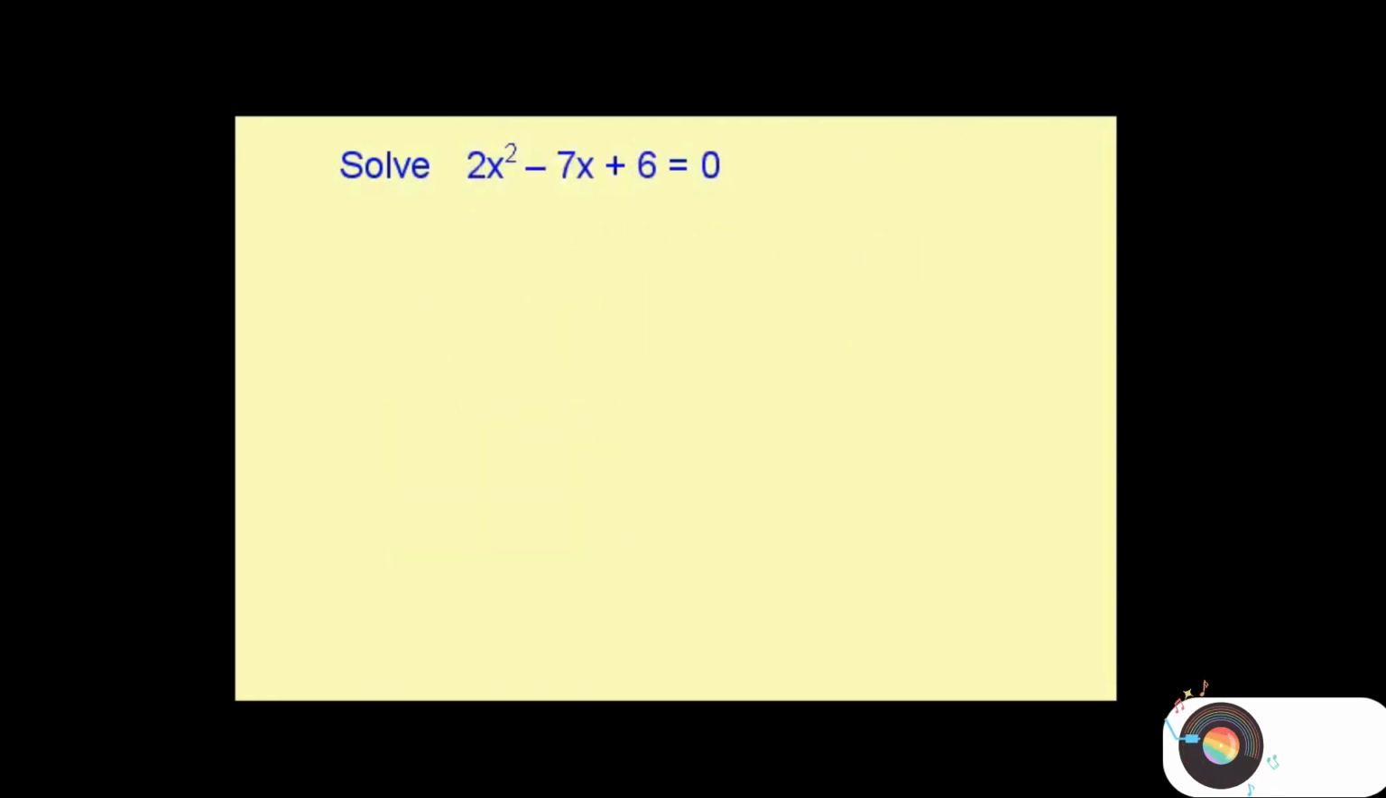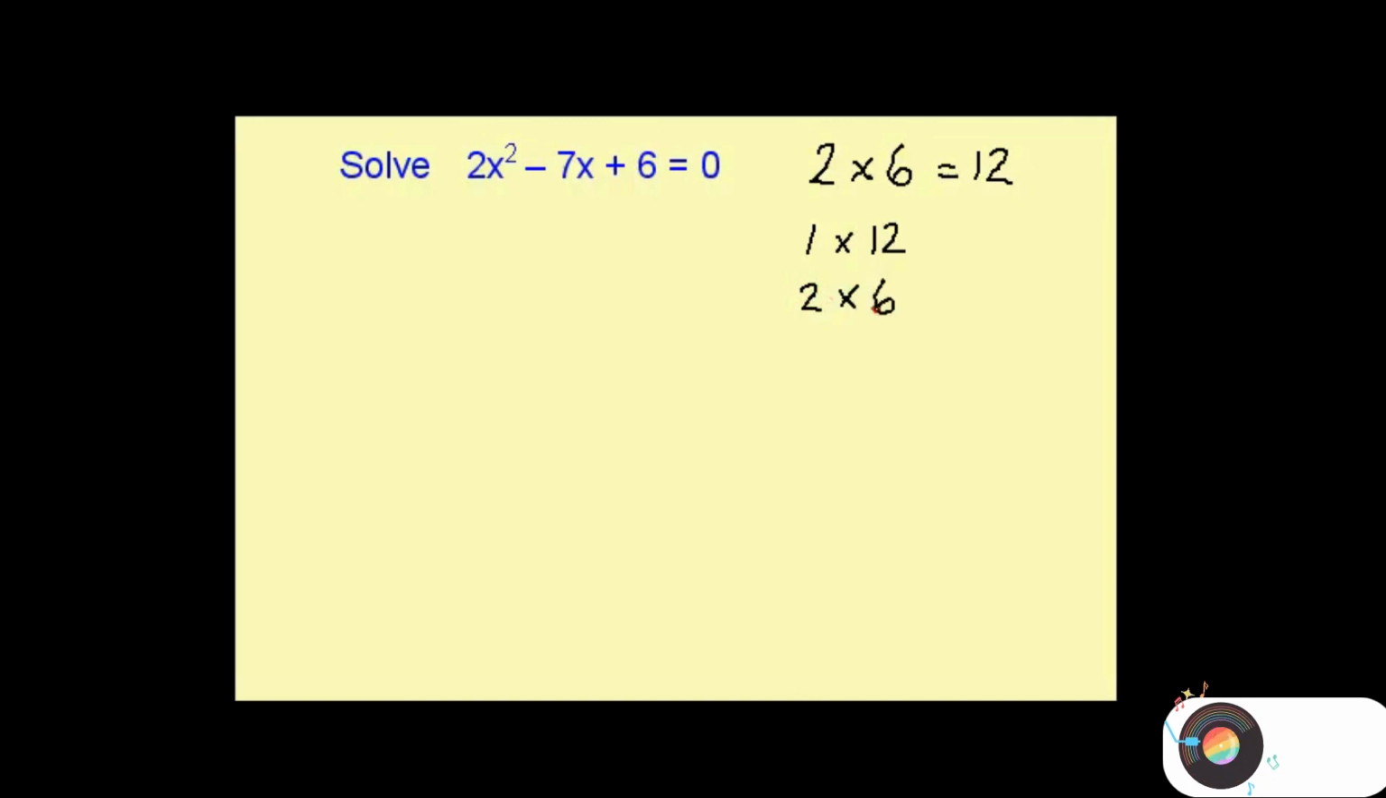Start this question in the same way. Take the coefficient of x squared, which is 2, and multiply by the constant, which is 6. This gives us 12. I'm now looking for two numbers that multiply together to give me 12 and add to give me minus 7. If they're going to multiply to give me 12, they could either both be positive or both be negative. If we have 1 times 12, we're not going to be able to get minus 7.